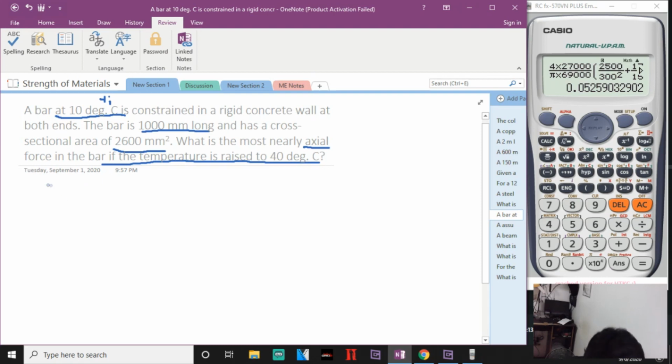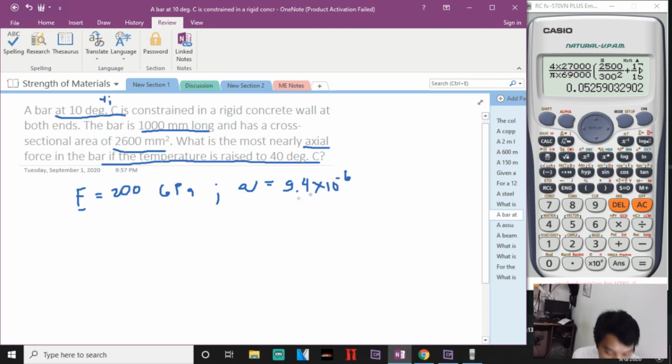Now, hindi natin alam si A. Okay, may kulang ditong given. Where E, steel bar daw yan. E is equal to 200 GPa. And alpha is 9.4 times 10 to the negative 6 per degree Celsius.